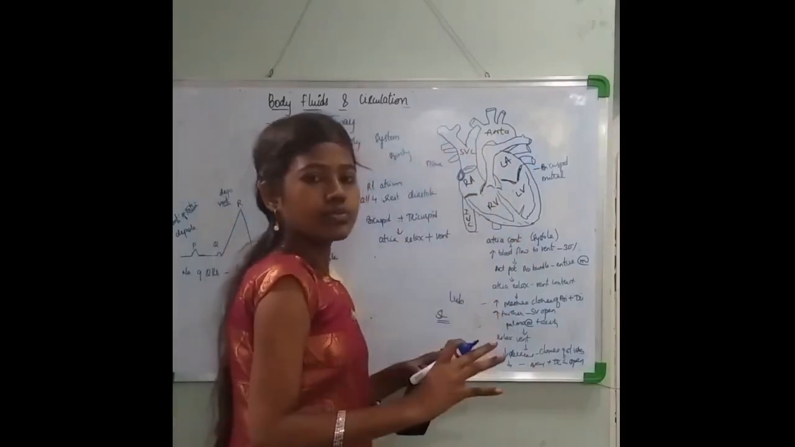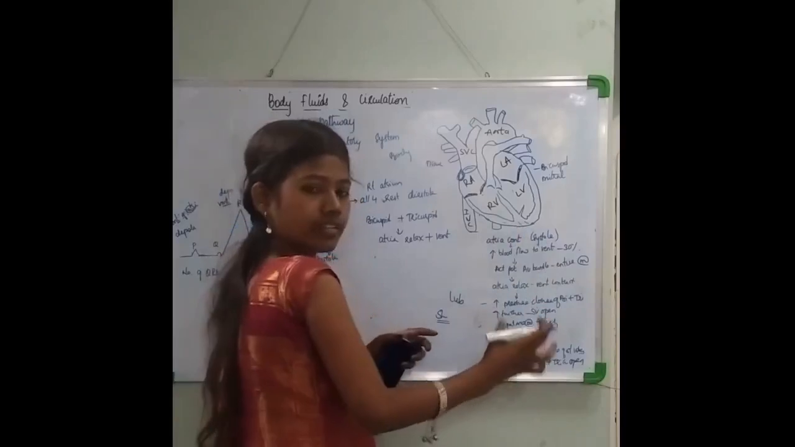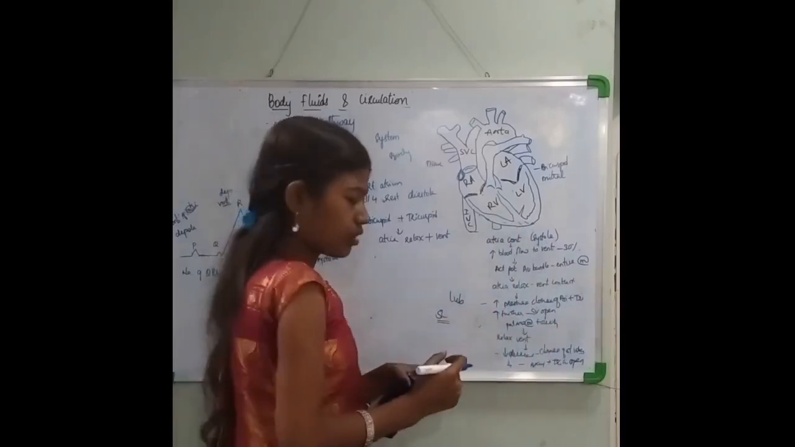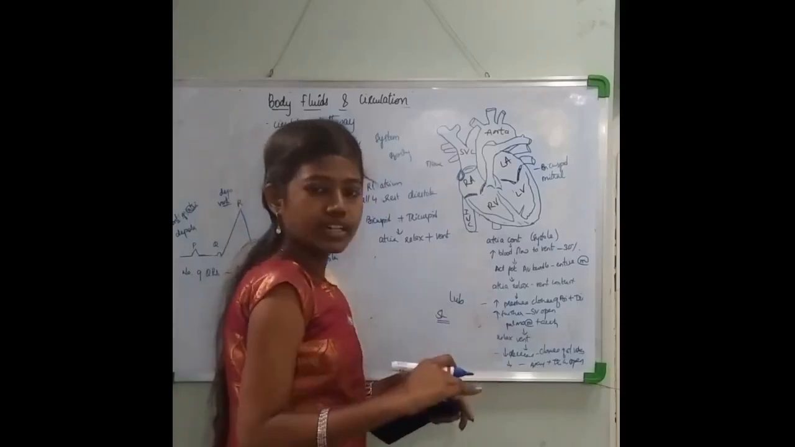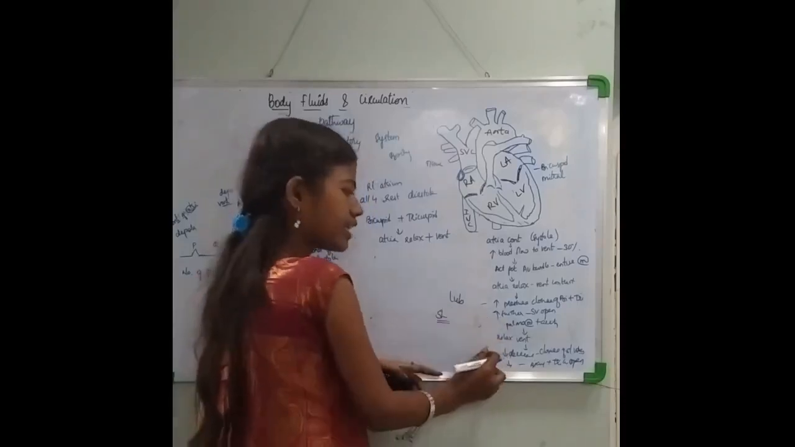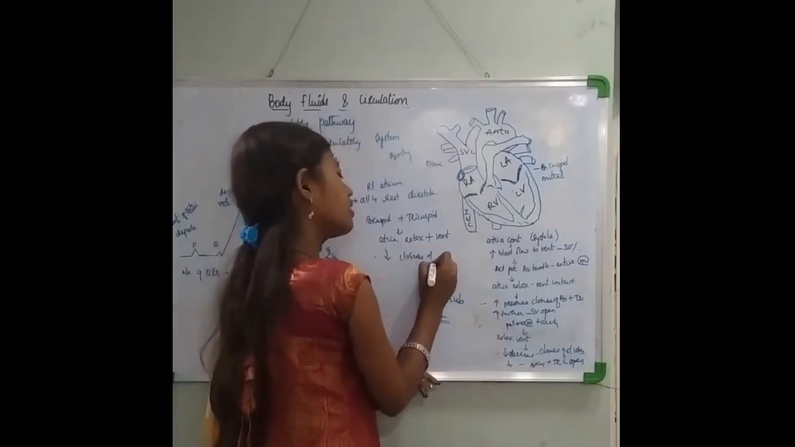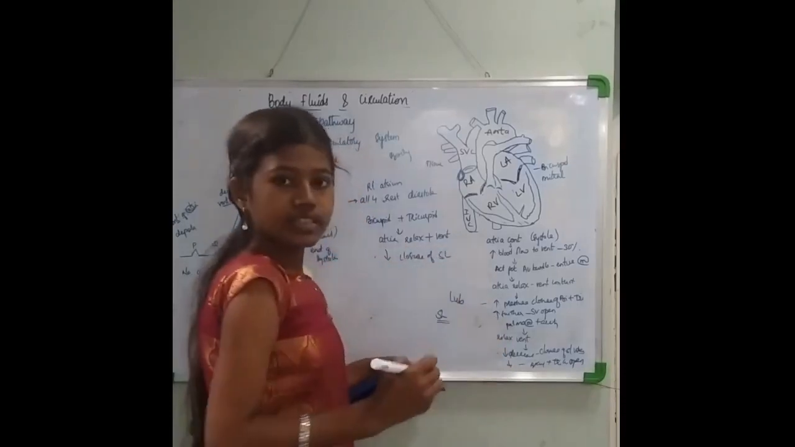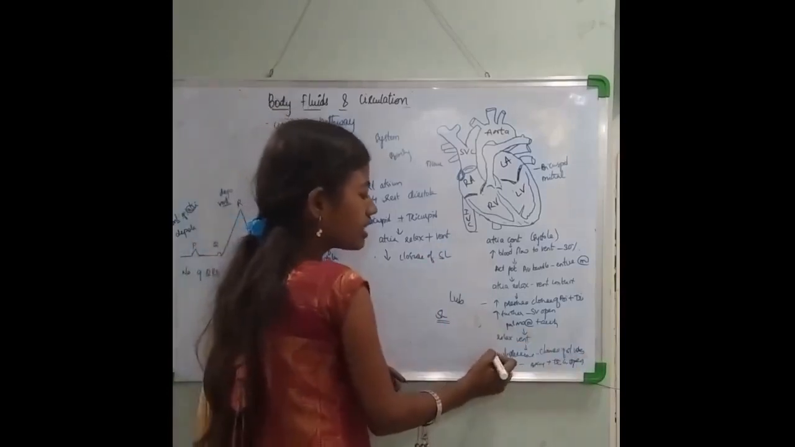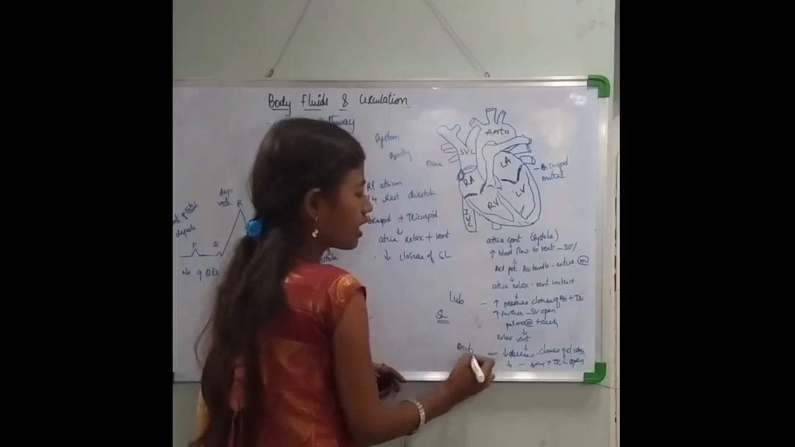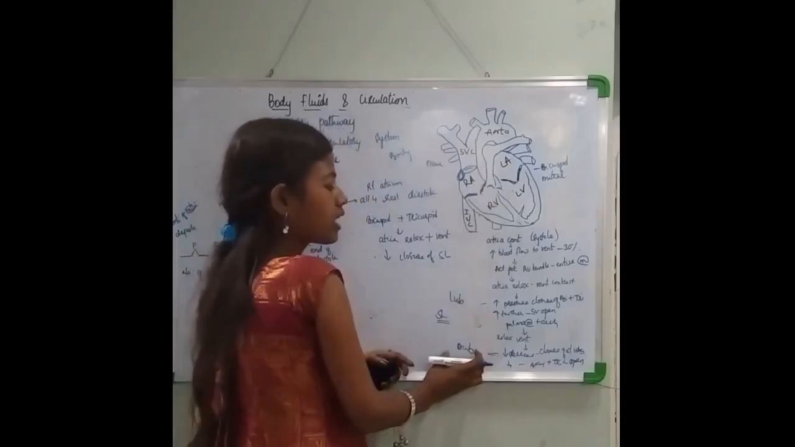Now the ventricles will relax. This relaxation of the ventricles is referred to as ventricular diastole. After the relaxation of the ventricles, the pressure in the ventricles decreases. Once the pressure decreases, that leads to closure of the semilunar valves. This produces the second heart sound, called the dub.